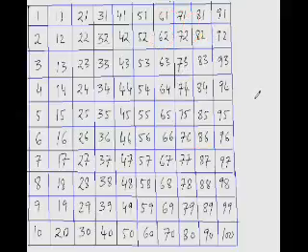Now what is 92 minus 33? So 92 minus 3 is 89. Now jump down 10 three times from 89. So it would be 79, 69, 59. 59 is your answer. Isn't that simple? You can directly jump down.